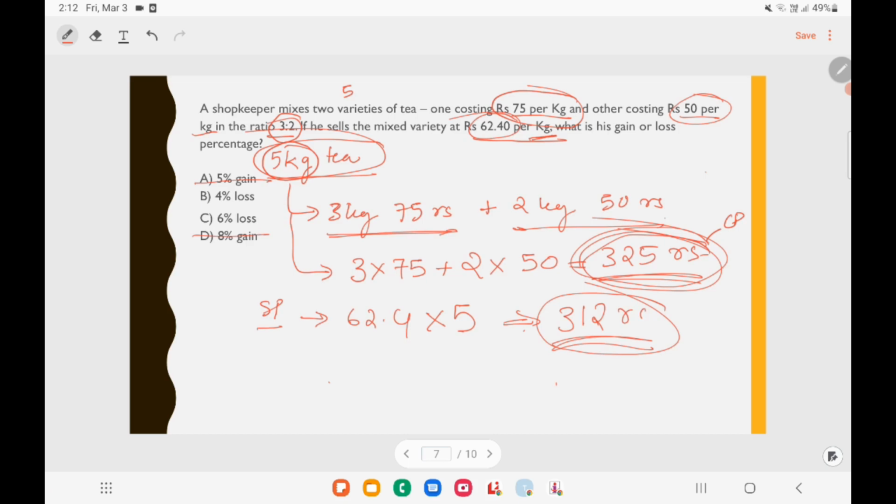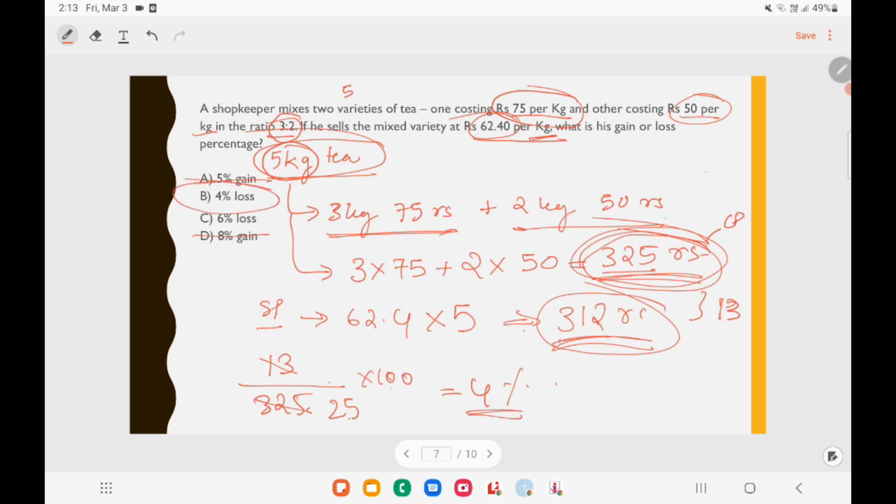So what is the loss percentage? Here loss is actually 325 minus 312, 13 rupees is lost. So what is the loss percentage? Loss divided by cost price into 100. So 13 into 25 is 325, and 100 divided by 25 is equal to 4. So the answer is 4% loss.